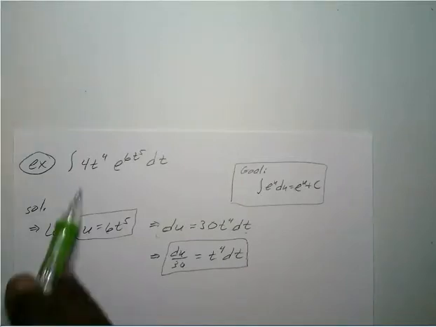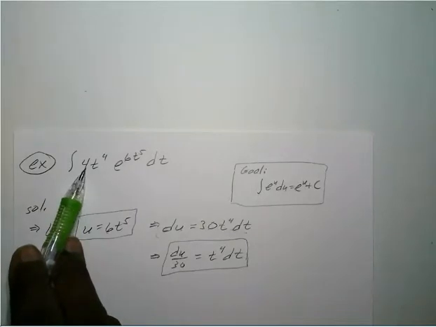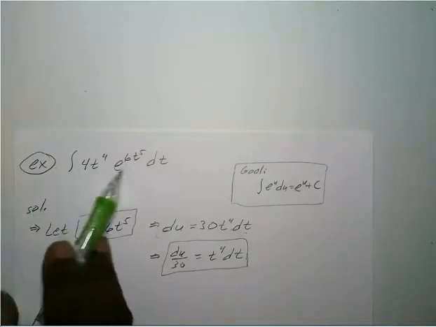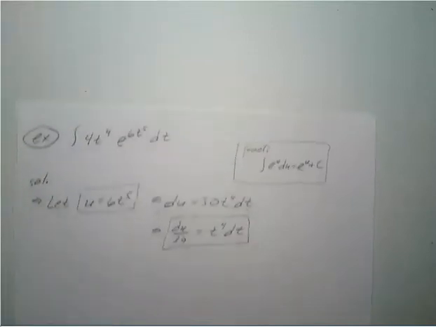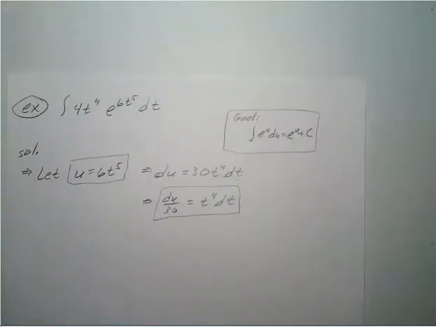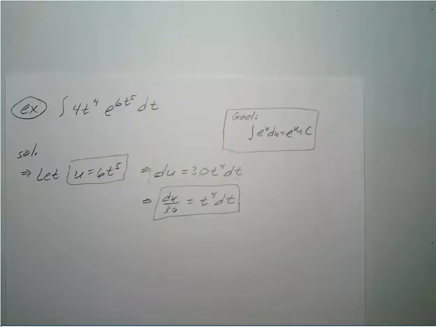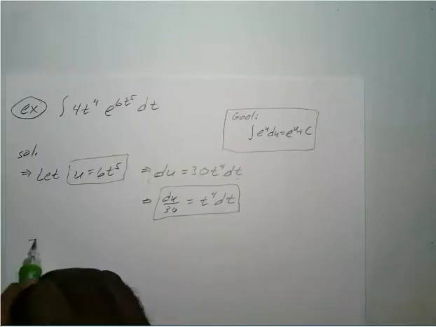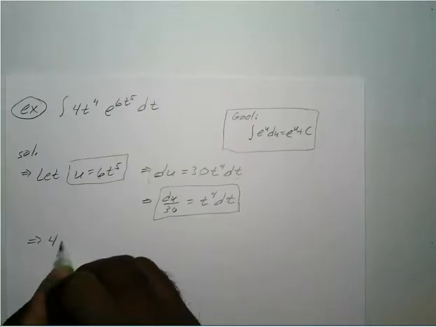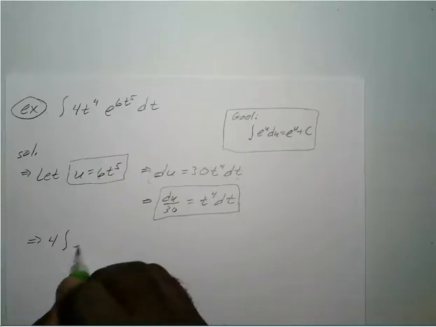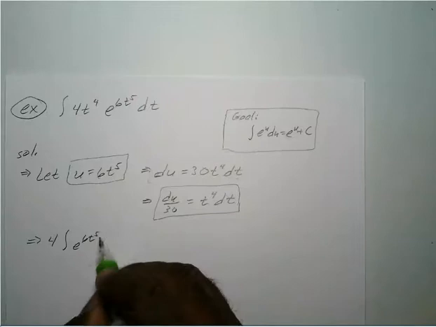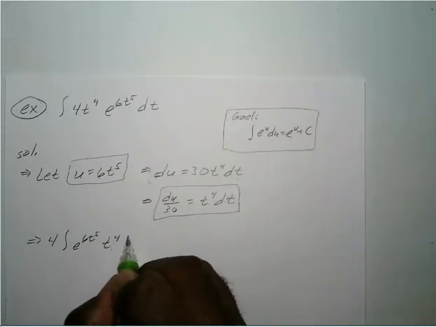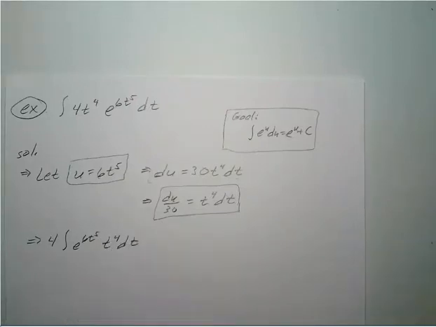All right, so we're going to go ahead and rewrite this. Again, I'm going to factor out that 4 and just switch those up. Like I said, just for visual purposes. You don't have to, but it just makes it a little easier and a little less likely to make a mistake. Okay, so we have 4 times the integral of e to the 6t to the 5th times t to the 4th with respect to t.